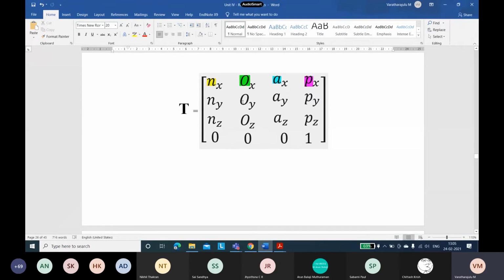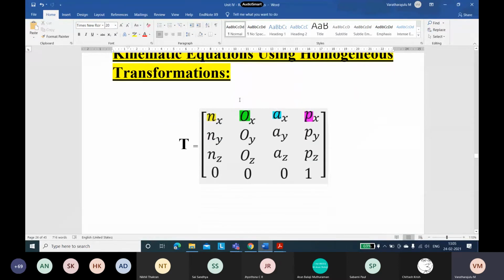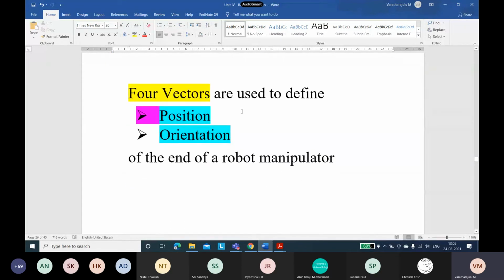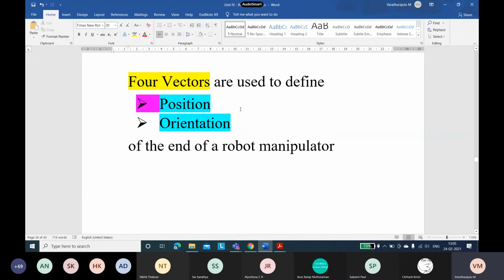The T consists of 4 column vectors. These 4 column vectors are used to define the position and orientation of the end of the robot manipulator. These 4 vectors are used to define the position and orientation of the end effector.